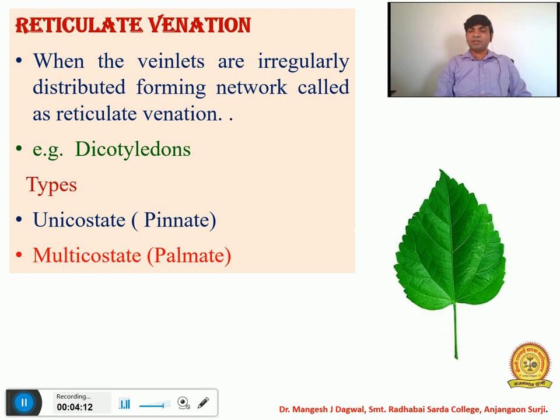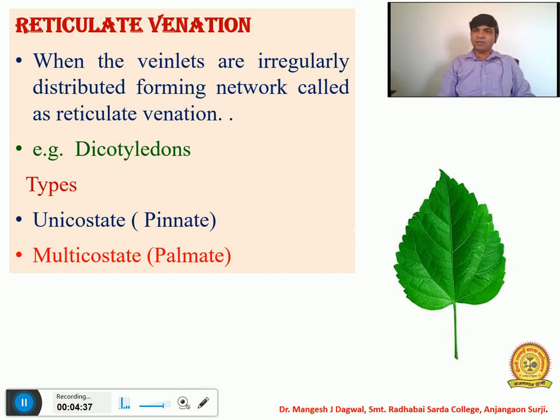Reticulate venation occurs in all dicotyledonous plants. It is the distinct character of dicotyledonous plants. Dicot and monocotyledonous plants are differentiated from each other by one character, the type of venation. So this plays a very important role in differentiating dicotyledonous and monocotyledonous plants.